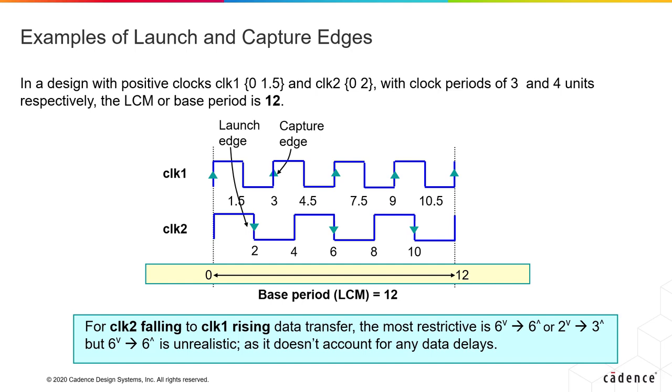Then, identify the worst-case scenario amongst them. You may be tempted to say clock 2 falling at 6 to clock 1 rising at 6. But, since it doesn't account for data delays, you can ignore that one. You can then say the next worst-case scenario is clock 2 falling at 2 and clock 1 rising at 3. The worst-case scenario and the corresponding launch and capture edges are shown in the graphic.